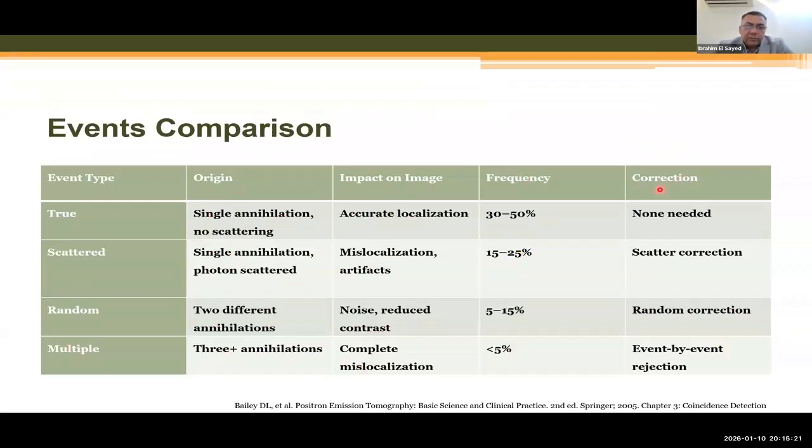The correction needed for this: for true, we don't need correction. For scatter, we need scatter correction. For random, we need random correction. For multiple, we need event by event rejection.